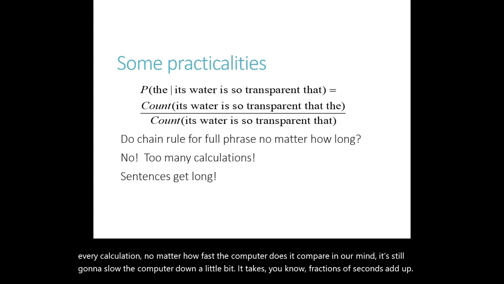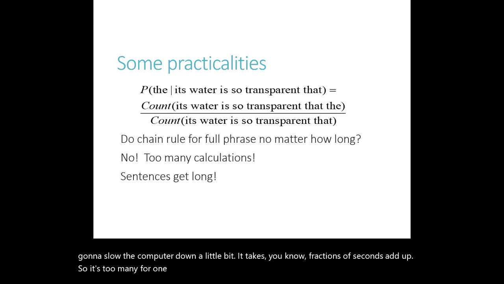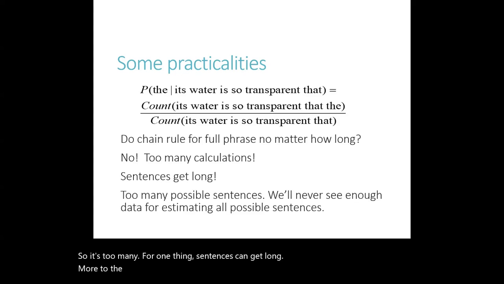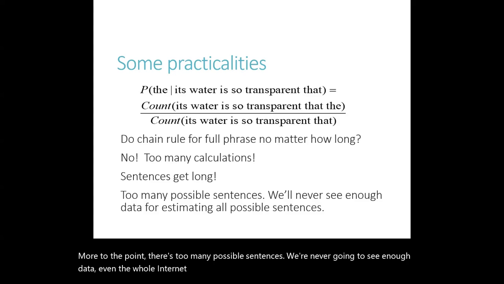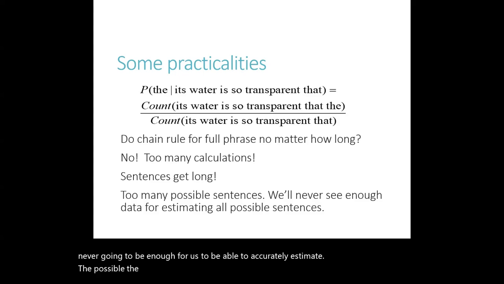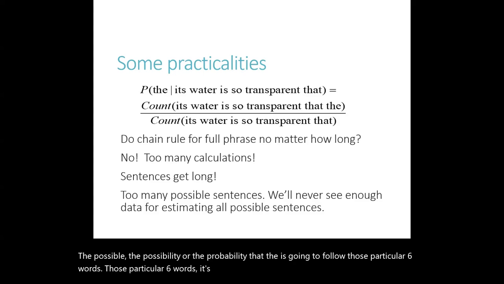So it's too many. For one thing, sentences can get long. More to the point, there's too many possible sentences. We're never going to see enough data, even the whole internet, because we're always inventing new sentences. So there's never going to be enough for us to be able to accurately estimate the probability that "the" is going to follow those particular six words. Those particular six words, it's "what is so transparent that."